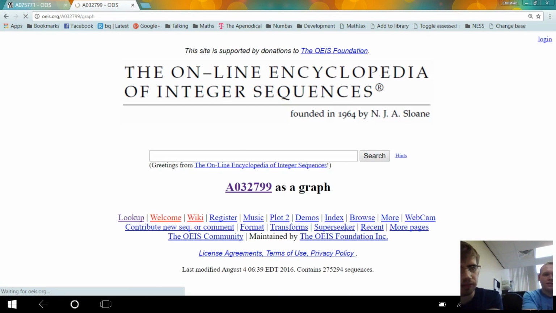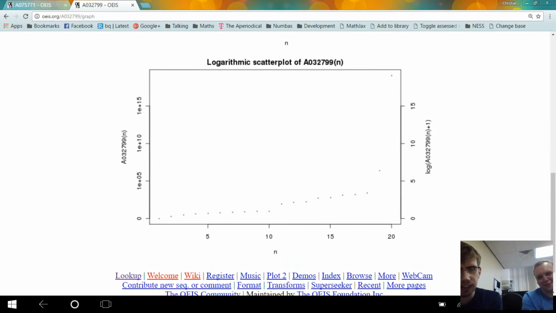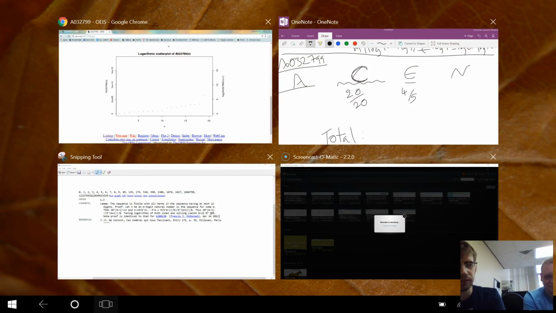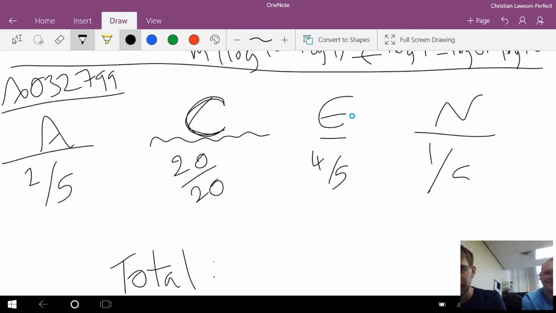If we look at the graph, it's going to show us something stupid. Yeah, look at that. We can take the log plot. Even the log plot's stupid. Right, I don't like that. 2 out of 5. Novelty, it loses points because narcissistic numbers have been and done. What are they called? Like wannabe numbers. If you wanna be my number, go get with my digits.